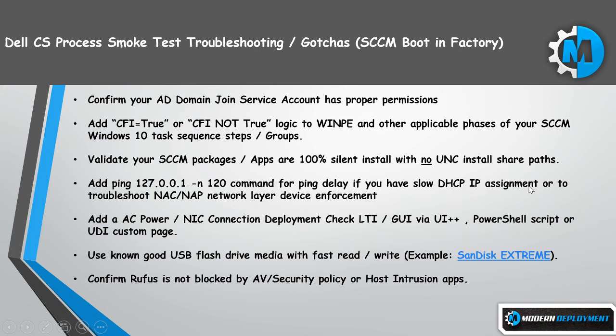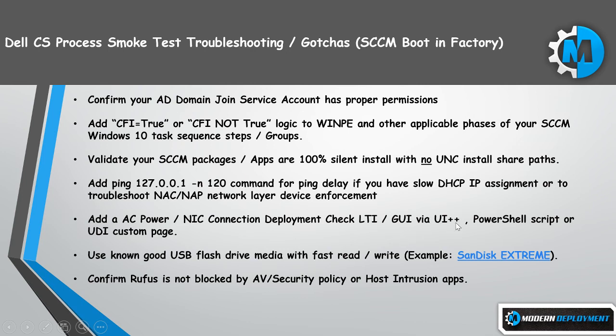Add a ping loop where you need to in the post delivery phase. That can be good to make sure that you have an IP address or give enough time to get an IP address. Otherwise, the domain join could fail. And I've seen that recently, where the domain join process has basically failed during my smoke test because it was not able to get an IP address quick enough in time for the domain join step to work.